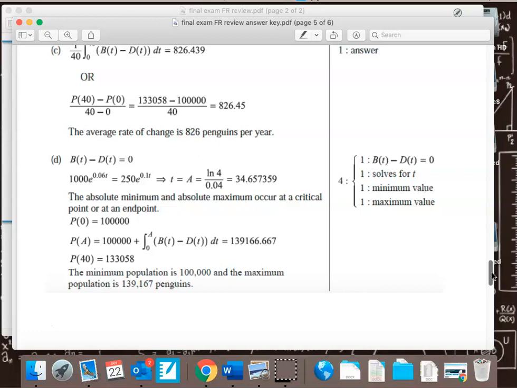And again, the College Board rounded or truncated. They don't care if you go up or down for whatever reason you want. But anyway, so they rounded up. They called 2/3 of a penguin, right? Okay. So anyway, so your minimum population is 100,000. The maximum population is 139,167 penguins. Look at that.